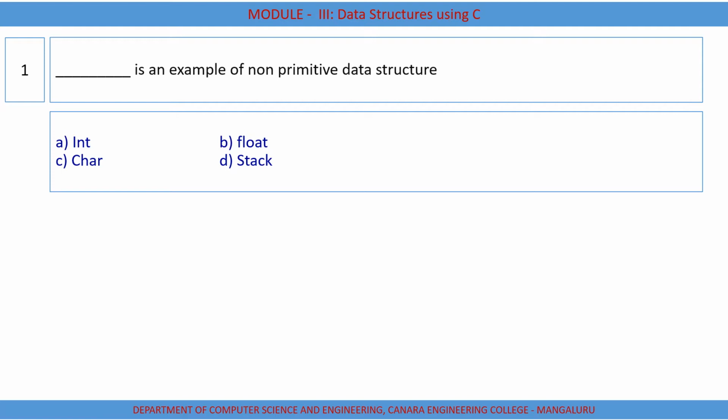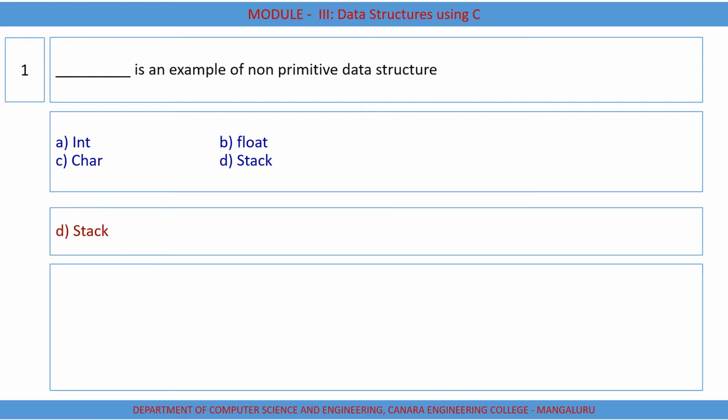The first question is, dash is an example of non-primitive data structures. Choices are int, char, float, and stack. As you know, data structures are mainly divided into two: primitive and non-primitive data structures. Primitive data structures are those which come along with the programming language, and non-primitive data structures are data structures which are created using primitive data structures. You can also say that primitive data structures are built-in data structures and non-primitive data structures are user-defined data structures. With that, the answer for this is stack.